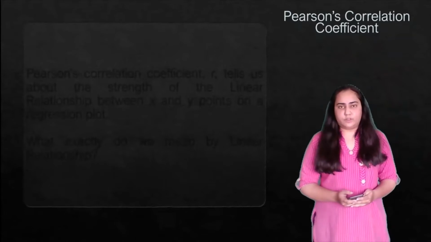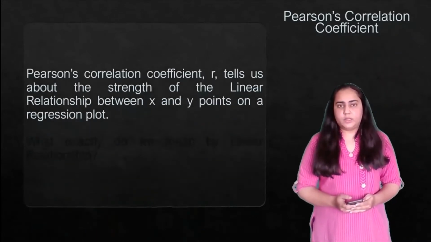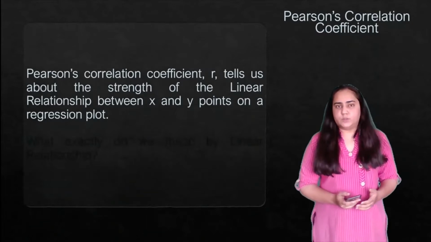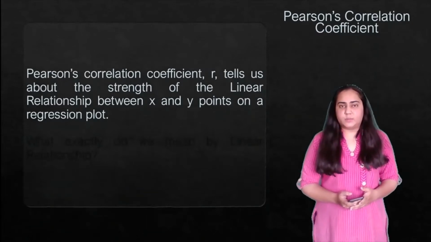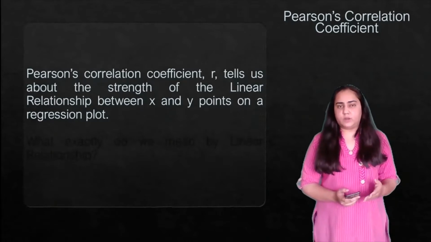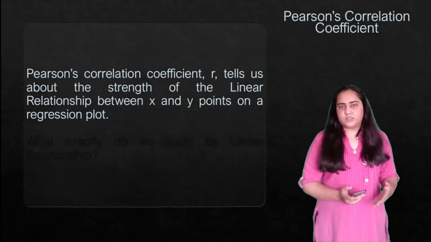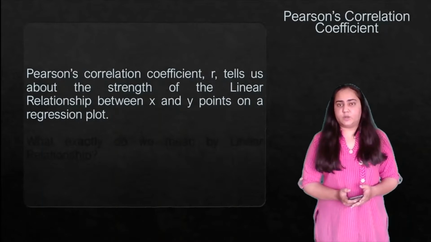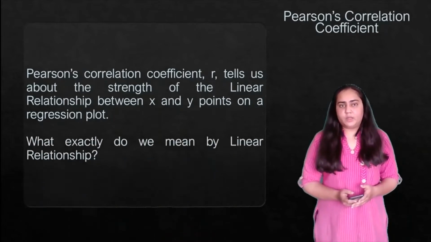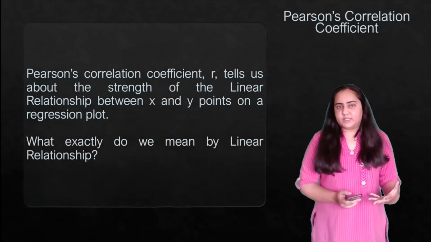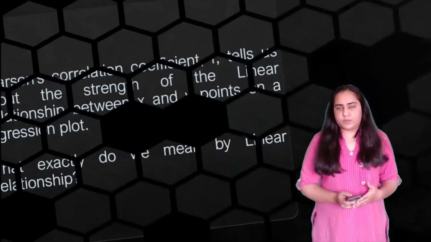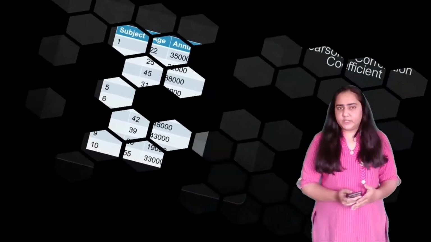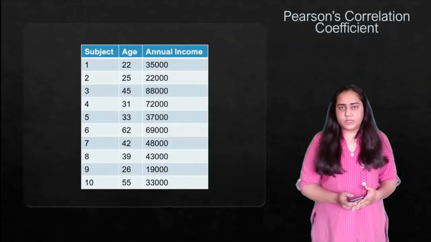Pearson's correlation coefficient is usually denoted by R, and it tells us about the strength of the linear relationship between X and Y points on a regression plot. If you have studied statistics before, you already would know what regression is and specifically what linear regression is. Now, what exactly is linear regression, or a linear relationship between two variables?